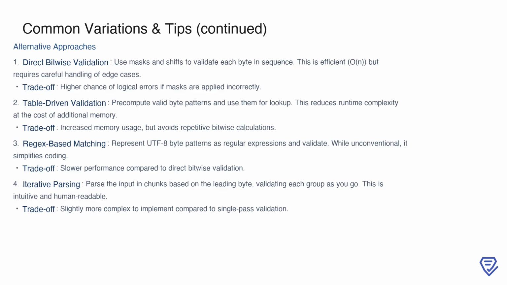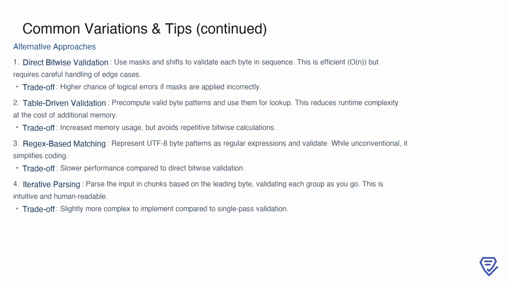There are also alternative approaches to solving UTF-8 validation problems, each with its own trade-offs. One common method is direct bitwise validation, where you use masks and shifts to check each byte in sequence. This approach is efficient, with a time complexity of O(n), but it requires careful attention to edge cases and accurate application of bitwise operations, as mistakes can easily occur. Another approach is table-driven validation, where you pre-compute valid byte patterns and use them for lookup. This avoids repetitive bitwise calculations and can improve runtime performance, but it comes at the cost of higher memory usage.